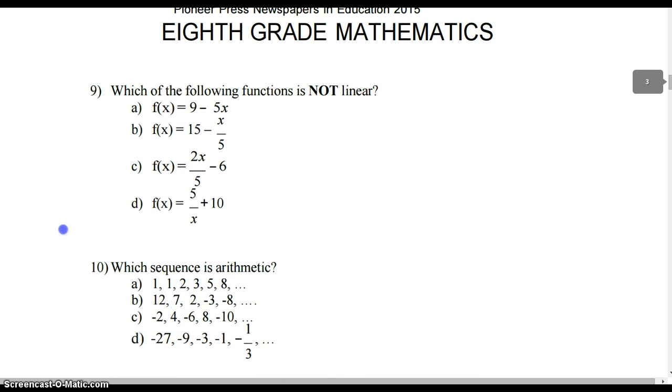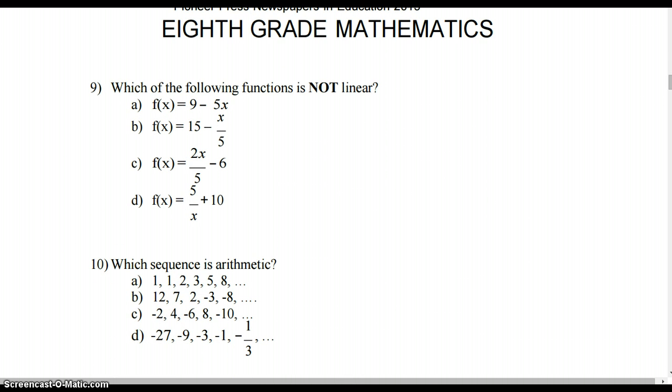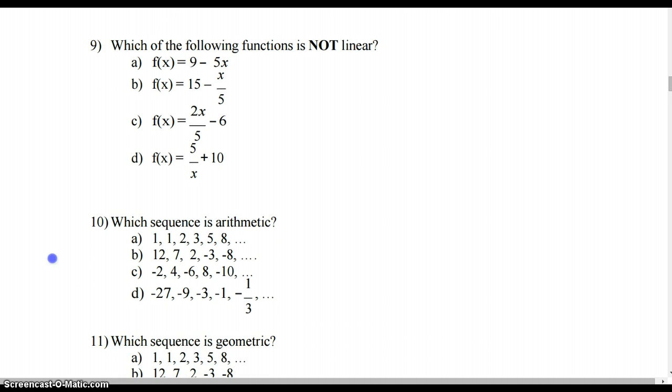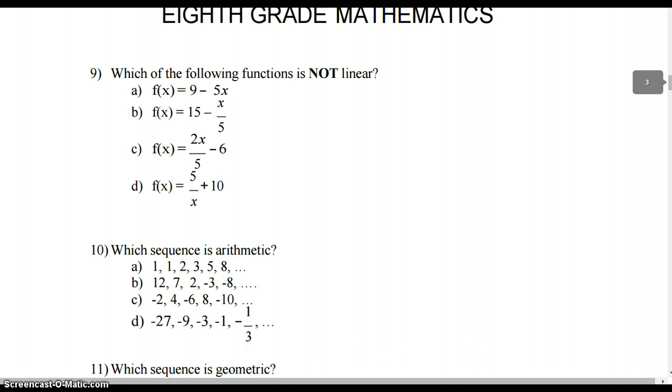Which of the following functions is not linear? Okay, we talked about this quite a bit too. Remember, it's okay if you have a variable in the numerator, but when you have one in the denominator, that can be an issue because you can never divide by 0. So D happens to be the one that is not linear, okay? The rest of those could be put into slope-intercept form. That one cannot be. And lastly here, which sequence is arithmetic?